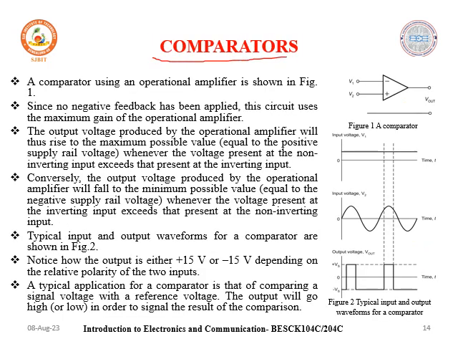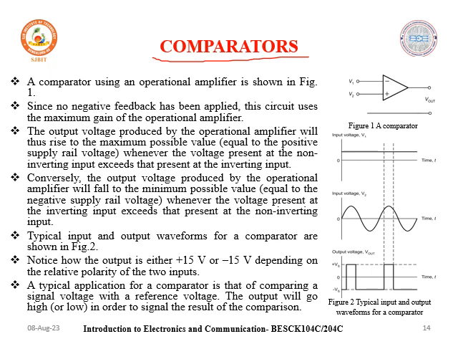Next, the application is the comparator. What is a comparator? A comparator compares the inputs. The operational amplifier has two inputs, one inverting input and another non-inverting input, and we can use these two inputs for comparison purposes. Since no negative feedback has been applied, this circuit uses the maximum gain of the operational amplifier. Here we are not giving any feedback path. We only apply different inputs to the inverting as well as the non-inverting terminals.